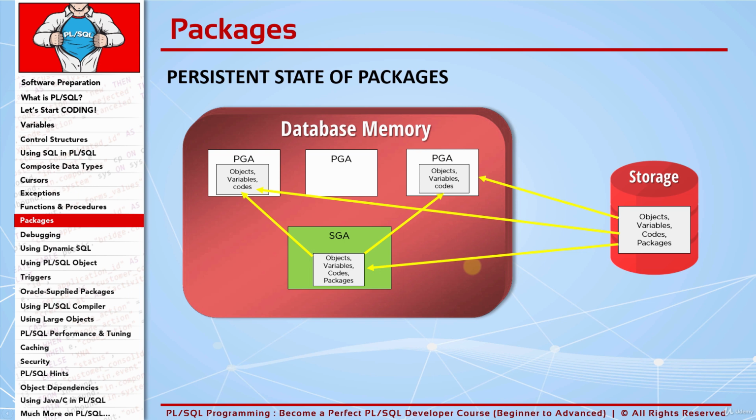We know that when a package is first referenced, unlike stored subprograms, the whole package is copied into memory directly. But here, there is something important. This is really important, so I want you to listen carefully. While the package is being copied, the public objects and public variables of that package are copied into the PGA, but the subprograms are copied into the SGA. So these variables and objects are now specific to that session.